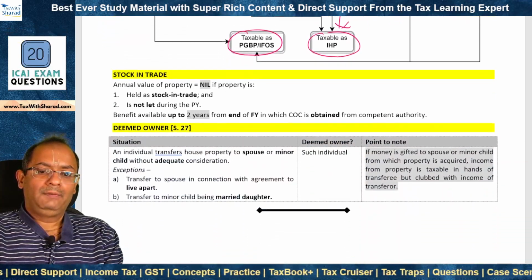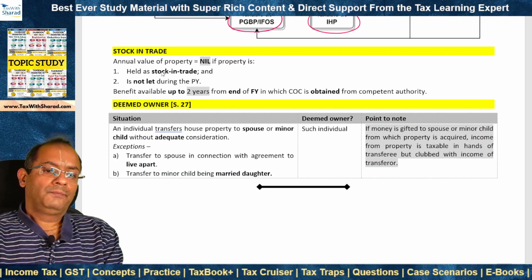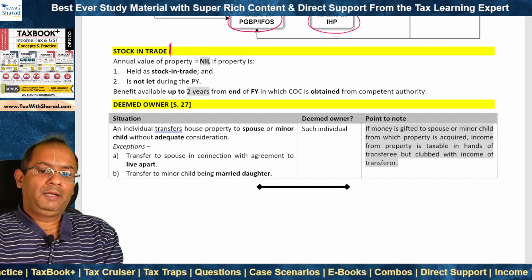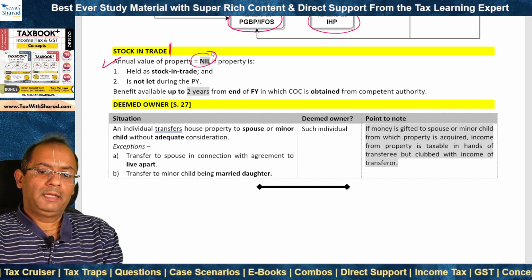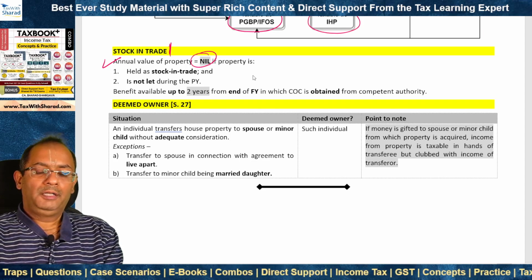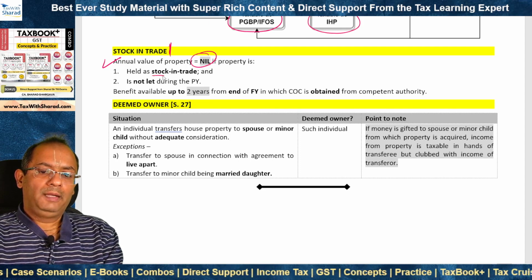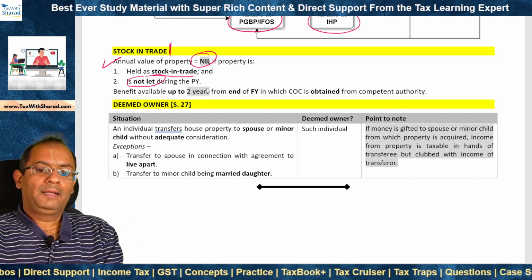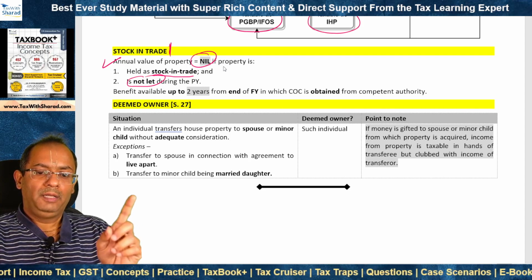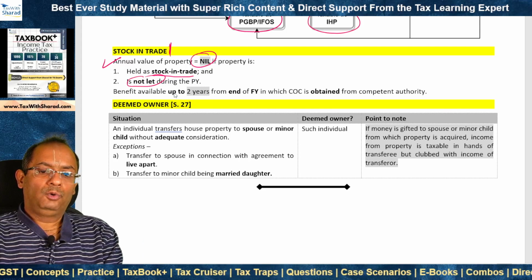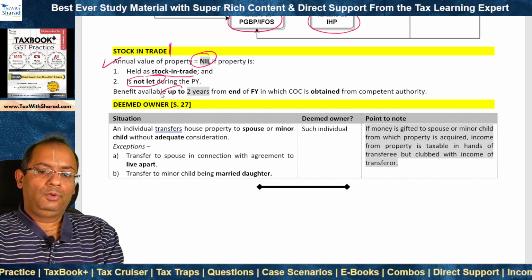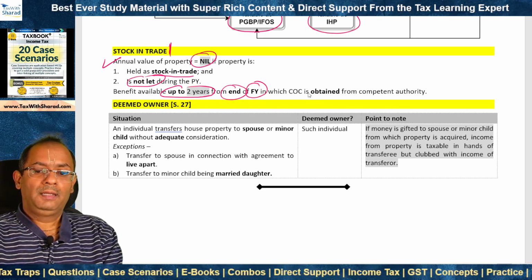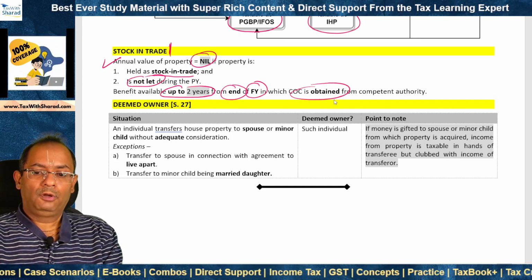In the case of real estate developers, they may hold the property as their stock in trade. A benefit is provided whereby the annual value of property is taken to be nil. But two conditions should be satisfied. The property should be held as stock in trade and it should not be let during the previous year. In that case, the annual value of the property is taken to be nil. But this benefit is not open-ended. There is a timeline. It is available only up to 2 years from the end of the financial year in which certificate of completion is obtained from the competent authority.